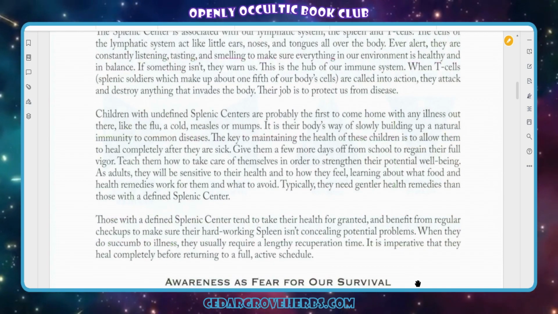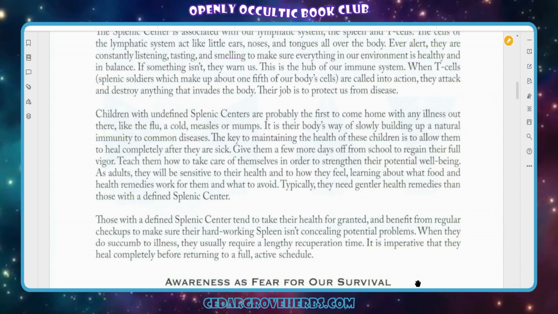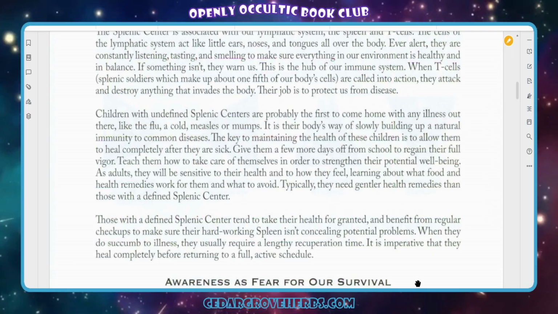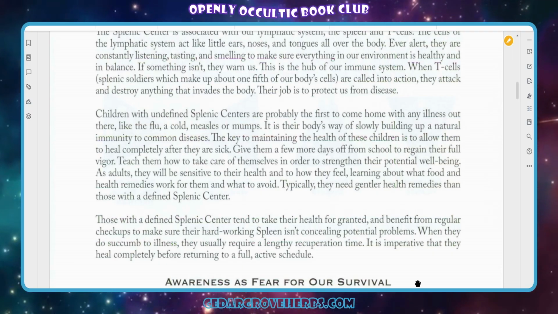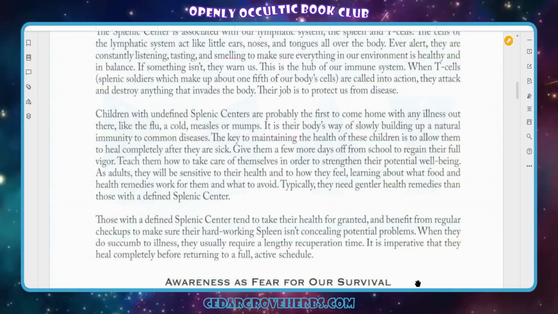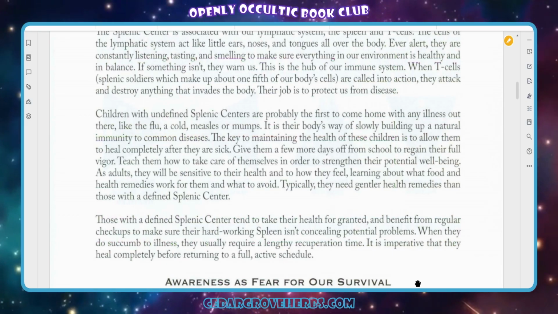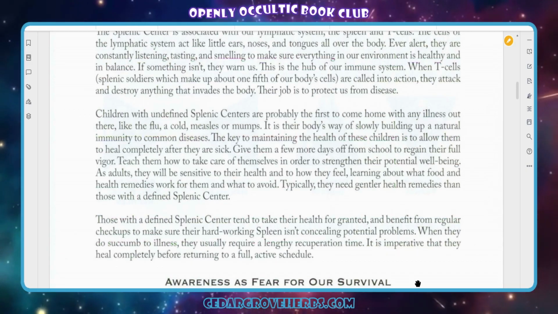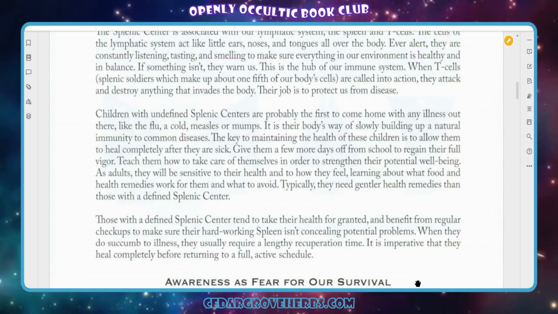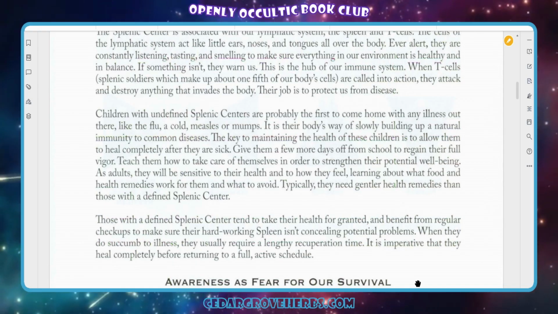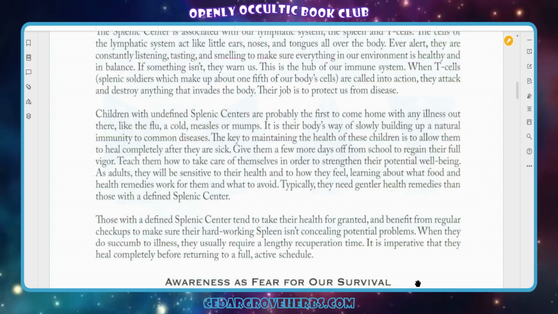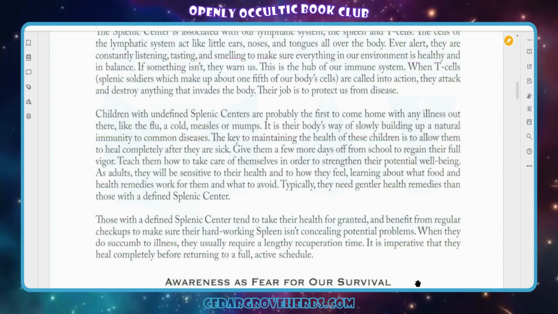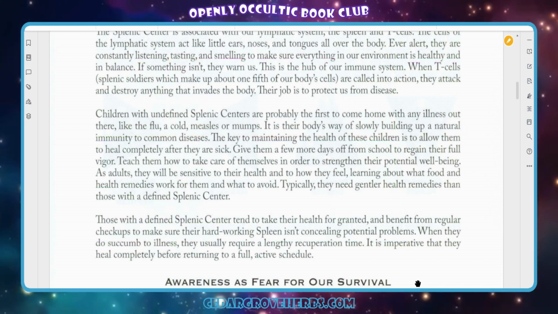The key to maintaining the health of these children with undefined splenic centers is to allow them to heal completely after they're sick. Give them a few more days off from school to regain their full vigor. Teach them how to take care of themselves in order to strengthen their potential well being. As adults, they will be sensitive to their health and to how they feel, learning about what food and health remedies work for them and what to avoid. Typically, they need gentler health remedies than those with a defined splenic center.